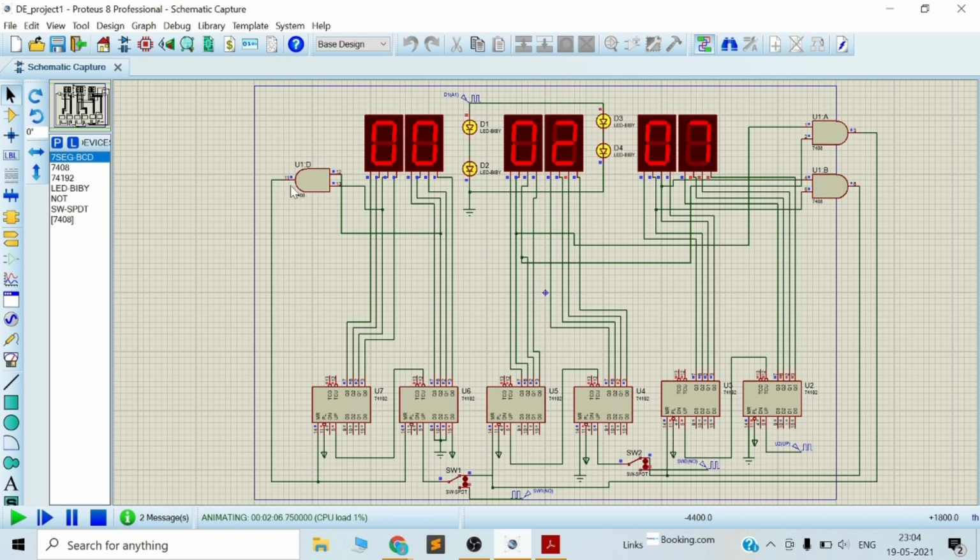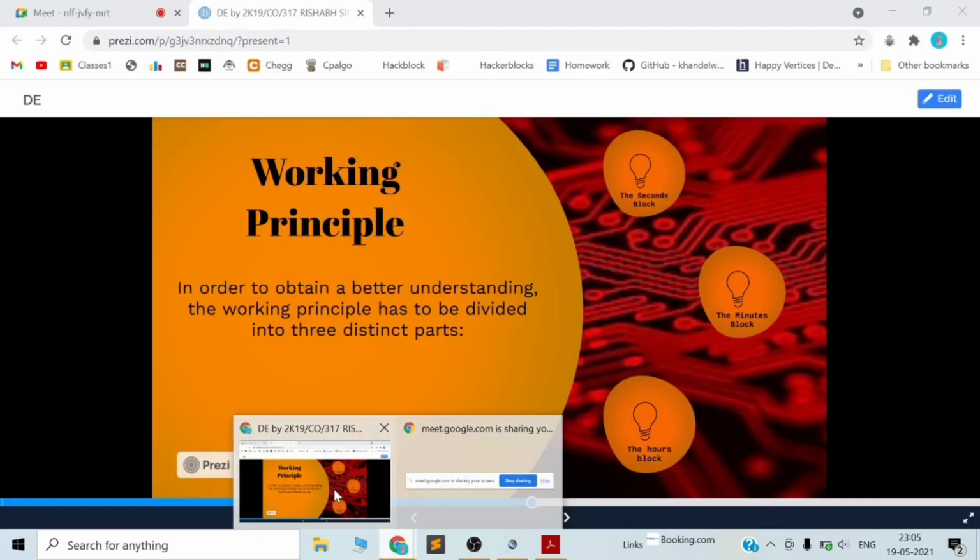The output of the AND gate is connected to terminal 14 of both these ICs, U7 and U6, to reset both of them. Similar to the minute block, we have also used a switch in the hour block. It has the same purpose as the one in the minute block, which is to allow setting the correct time. So this is the project we have implemented using this circuit.